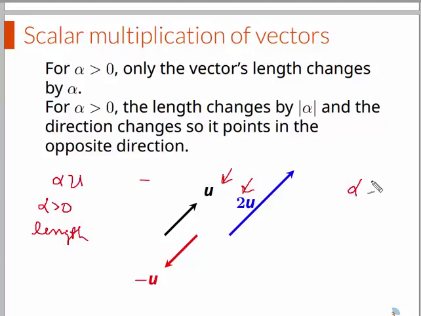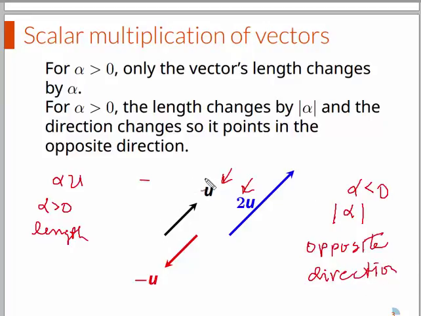Okay, if alpha is less than 0, then the length changes by the absolute value of alpha, and the direction changes so that it now points in the opposite direction. So here's your vector u, right here, gets multiplied by a -1. It keeps its same length, but it's just going in the other direction.